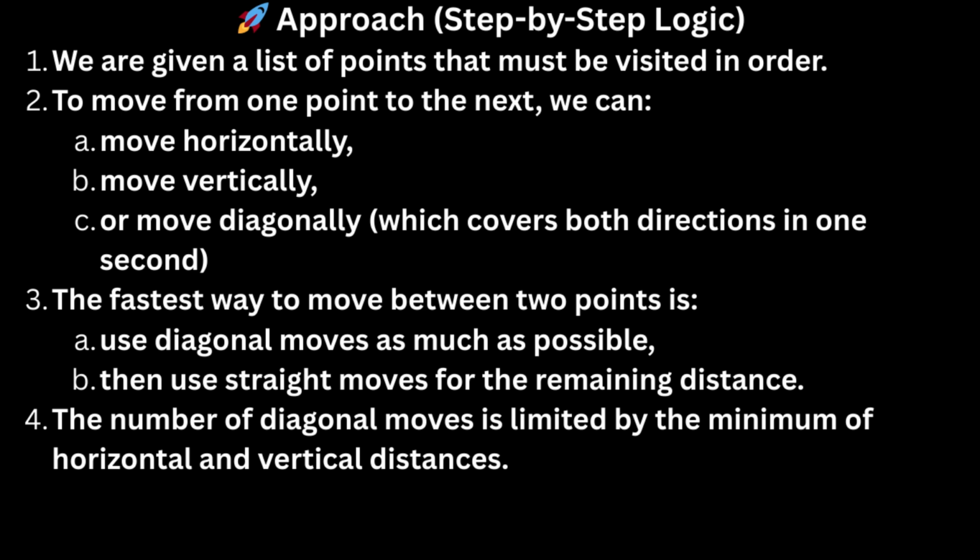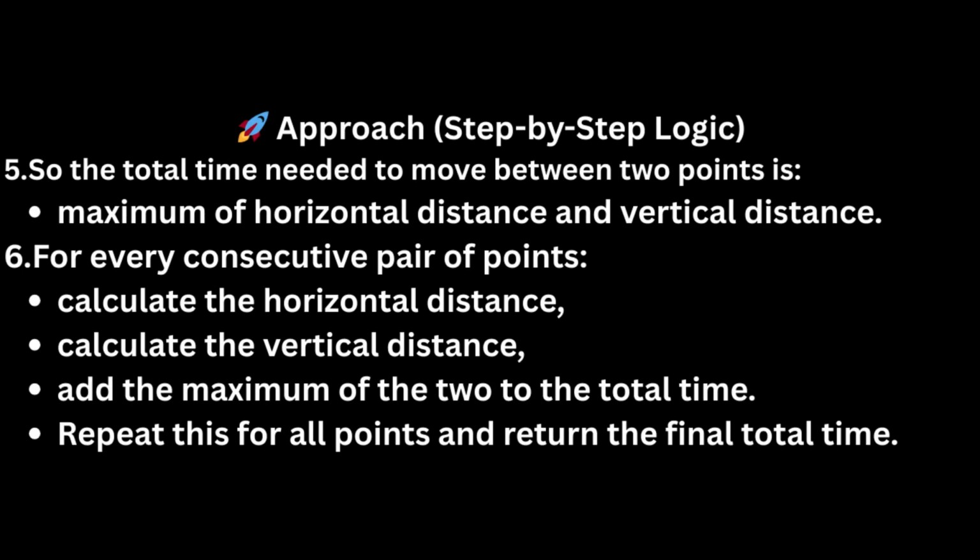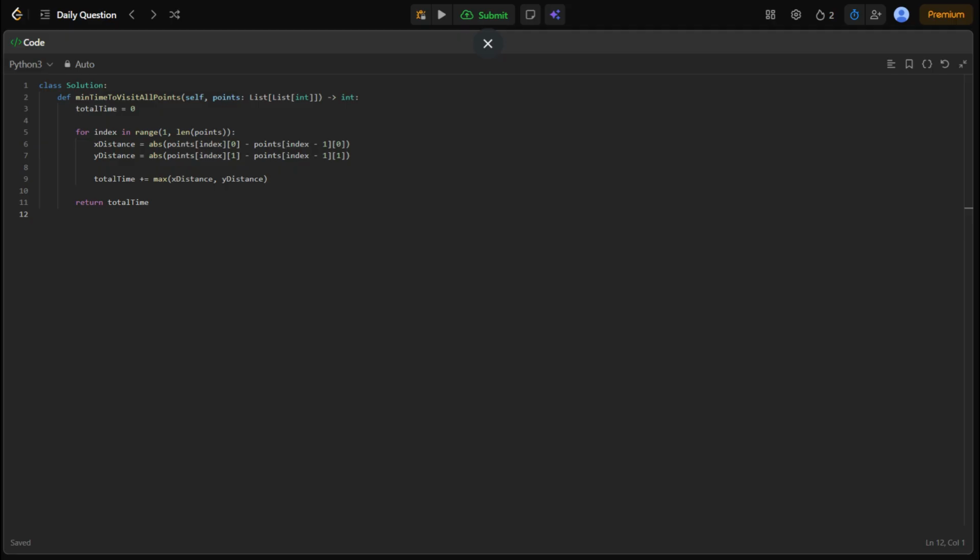The number of diagonal moves is limited by the minimum of horizontal and vertical distances. So the total time needed to move between 2 points is the maximum of horizontal distance and vertical distance. For every consecutive pair of points, calculate the horizontal distance. Calculate the vertical distance. Add the maximum of the two to the total time. Repeat this for all points and return the final total time. Let's walk through this solution step by step.